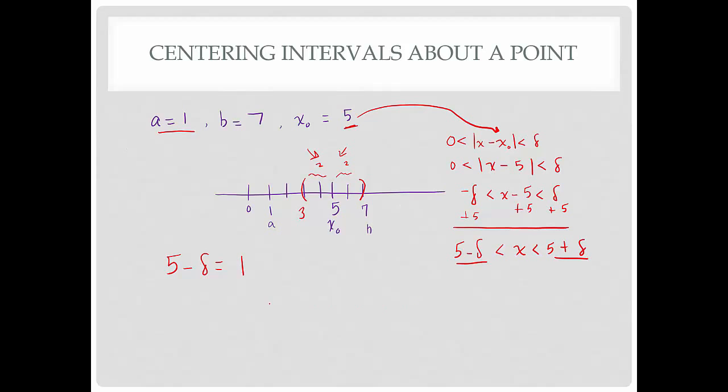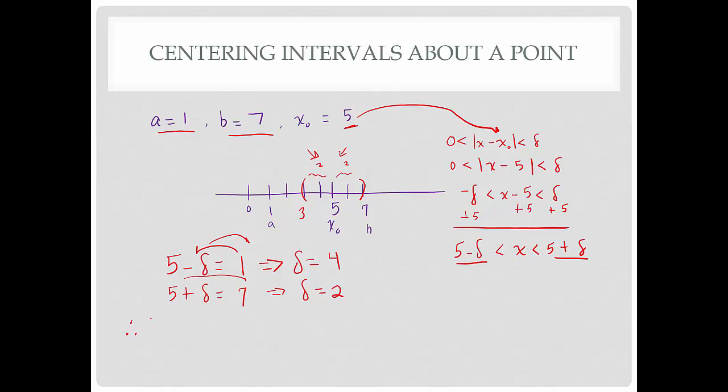The 5 plus delta, I set equal to my upper value. Now I can solve this. If I solve this for delta, probably the easiest thing to do is chunk the delta to that side to make it positive and then subtract 1. So I get delta equals 4. In this case, I just chunk the 5 to the other side. 7 minus 5, I get delta equals 2.